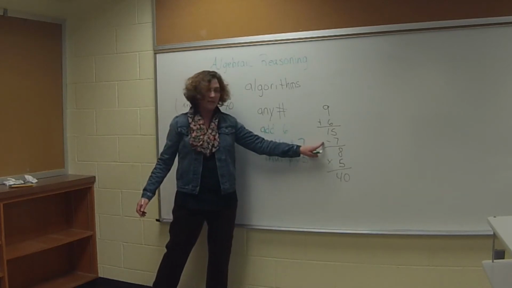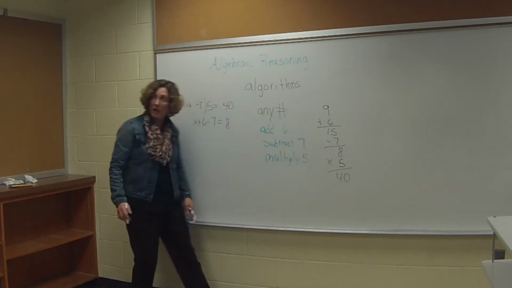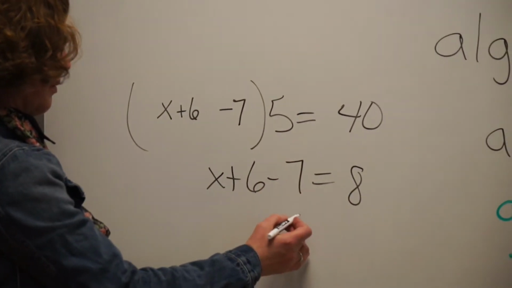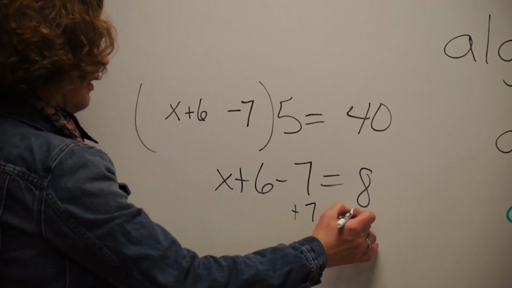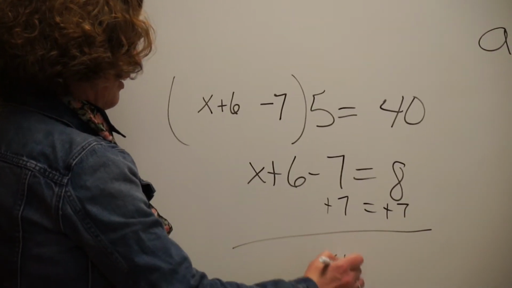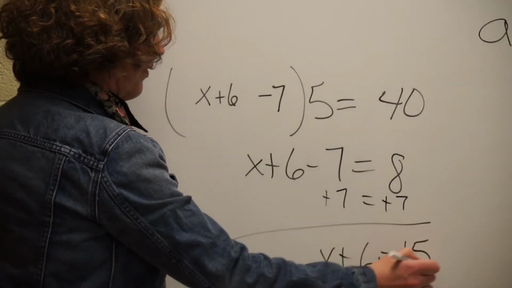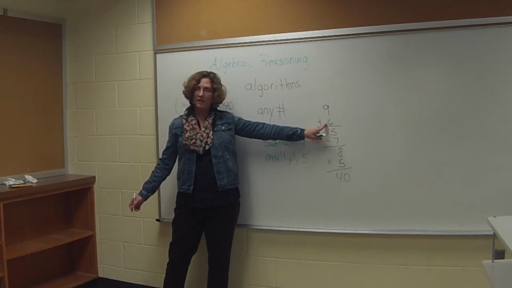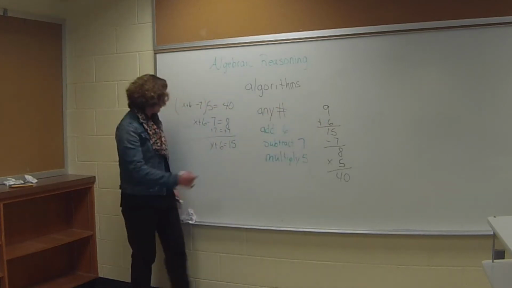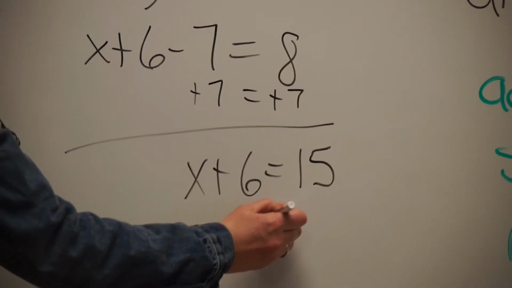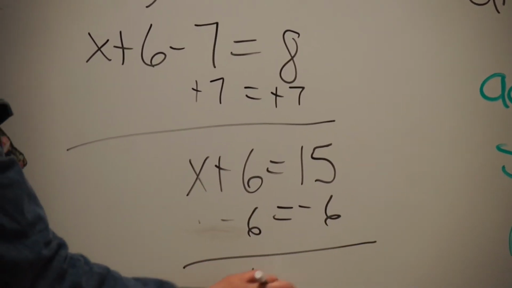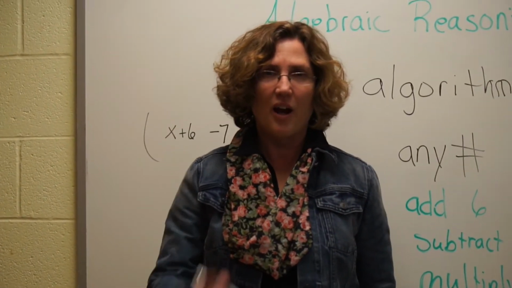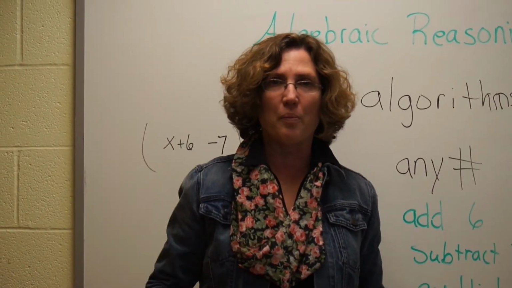Next, you subtracted 7. So if we're working this backwards, we're going to do the opposite. Opposite of minus 7 is plus 7. We're going to x plus 6 equals 15. There we are. Now you add 6, do the opposite. We're going to subtract. x equals 9. You just did algebra. Are you convinced? I'd like to do another problem.